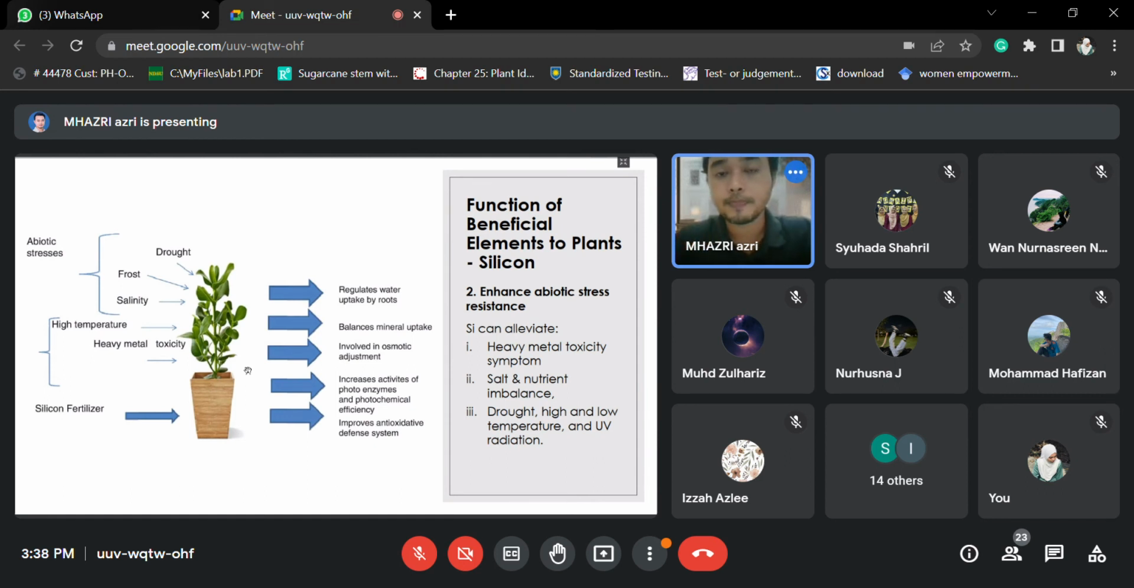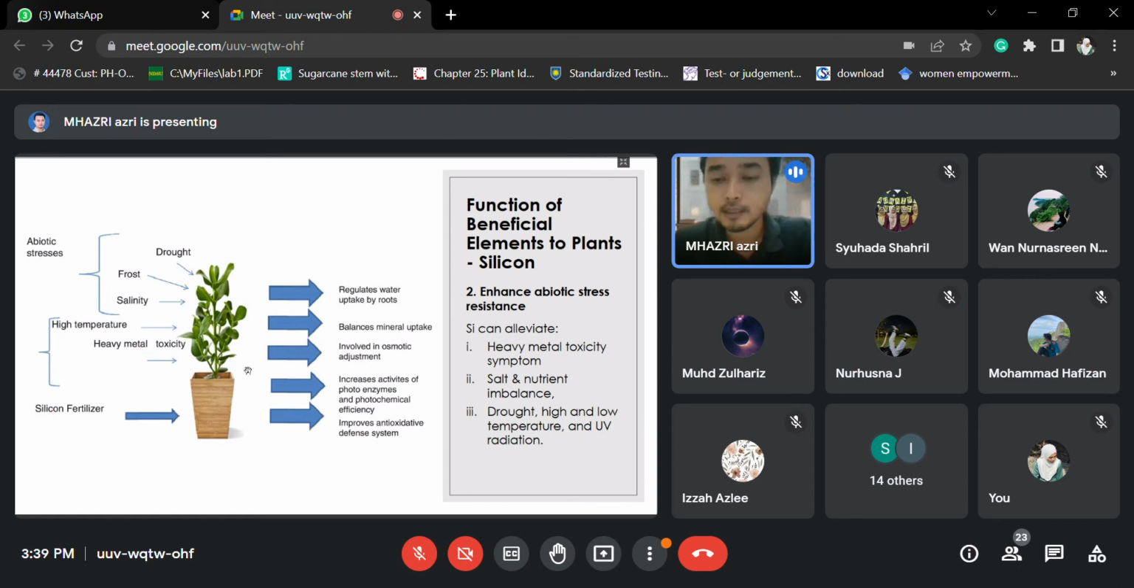So bila silikon sudah menghasilkan satu layer protections, walaupun tanah tu beracids, the hydrogen ions dia tak dapat attacks lah cell membranes. Okay, so the resistance of padi yang tanam dekat acid sulfate soil ni meningkat. Okay, so that's the mechanisms of how silicon can enhance heavy metal toxicity symptoms, especially in oryza sativa.